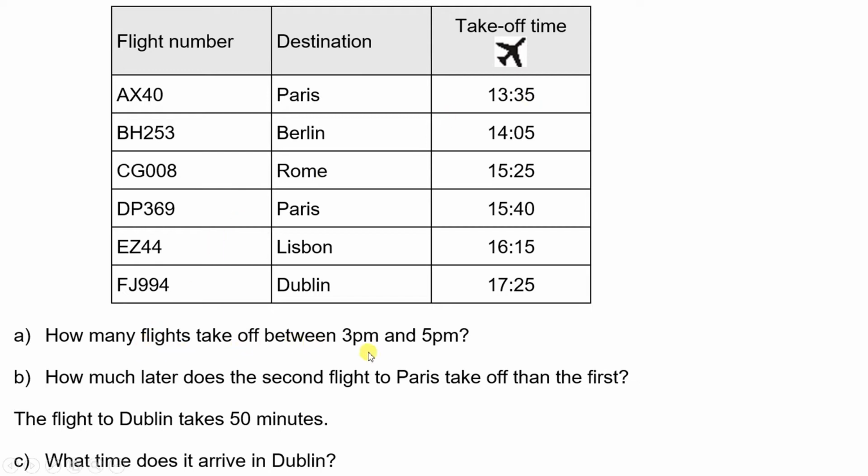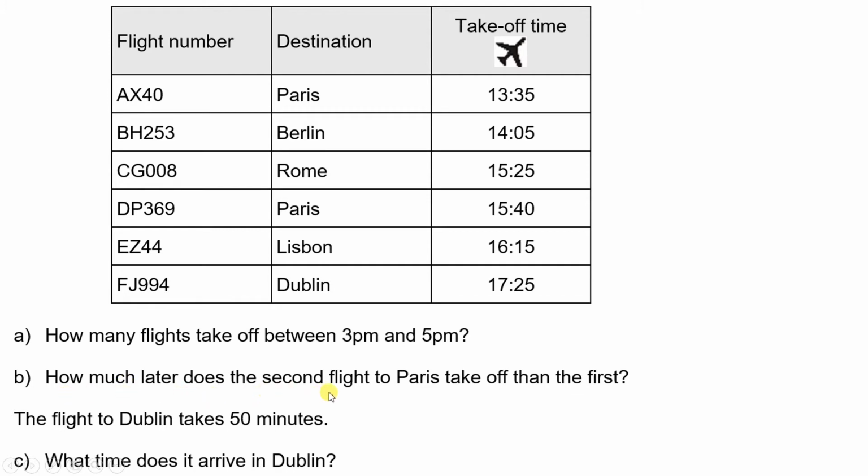How many flights take off between 3 p.m. and 5 p.m.? Well, the timetable's in 24 hours, so add 12 to each. We need times between 15 o'clock and 17 o'clock. So we have the 15:25, the 15:40, and the 16:15. So there's 3 flights between 3 p.m. and 5 p.m.